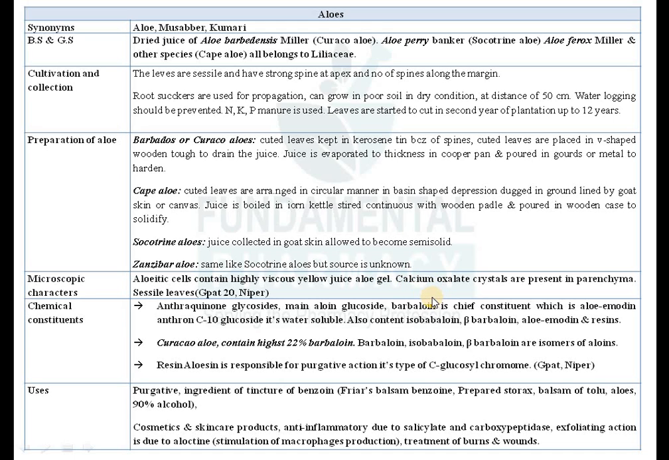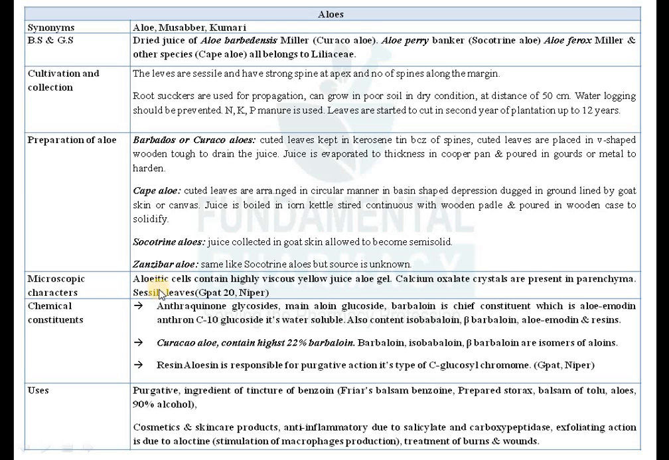Again, along with this aloetic cell, it consists of calcium oxalate crystal. And okay, so this is just, एक बार GPAT 20 में क्वेश्चन आया था कि yellow color of aloe vera juice is due to, so aloetic cells. So it is due to the aloetic cells. Aloetic cells, they are highly viscous yellow juice that is known as the aloe gel. And aloetic cell consists of this yellow aloe juice.